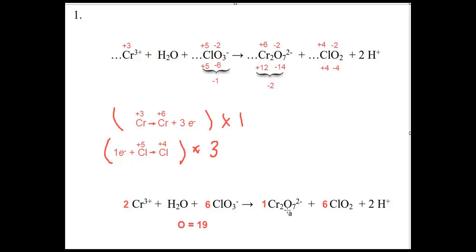Well, we got 7 oxygens here in the dichromate. And then we have 6 times 2 is 12. Oh, 7 plus 12? Hey, our oxygens in our product, oxygen equals 19. Man, we've got this taken care of. 2 hydrogens, everything else is perfect.